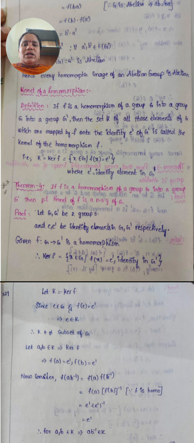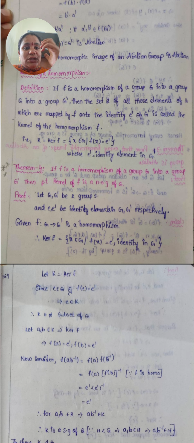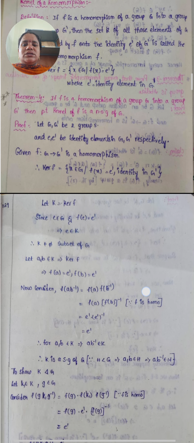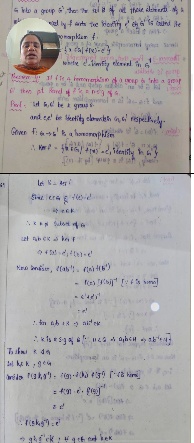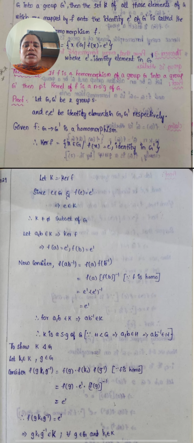Next, the definition of the kernel of a homomorphism. If f is a homomorphism of a group G into a group G', the set of all those elements of the group G which are mapped by f onto the identity e' of G' is called the kernel of the homomorphism f. Ker f is equal to {x belongs to G such that f(x) is equal to e'}, where e' is the identity element in G'. If f is a homomorphism of a group G into a group G', then ker f is a normal subgroup of the group G.